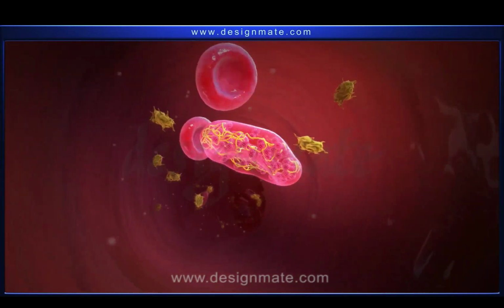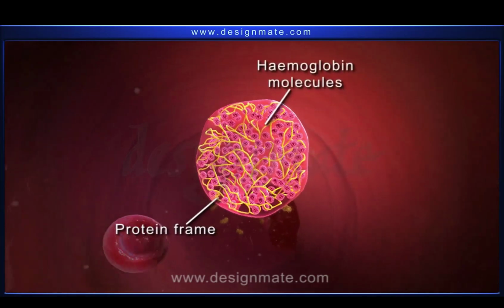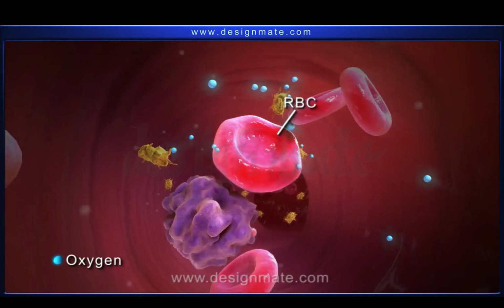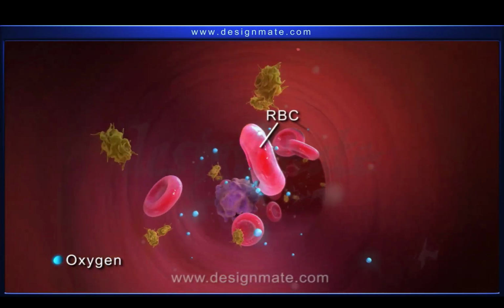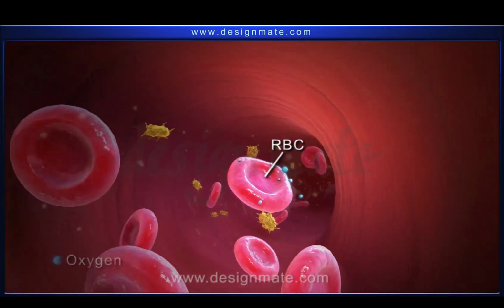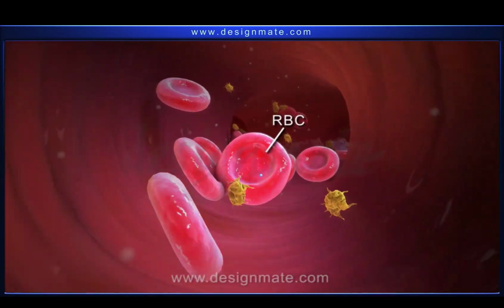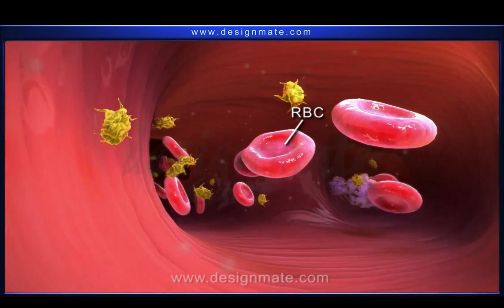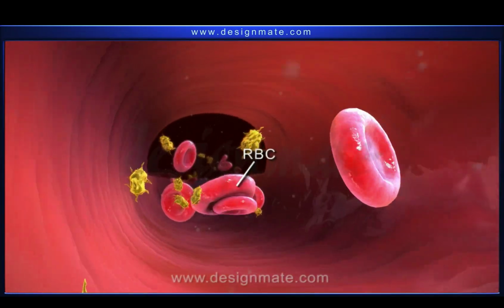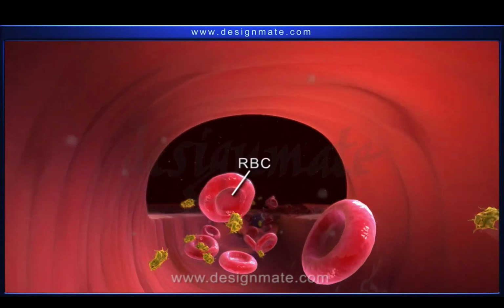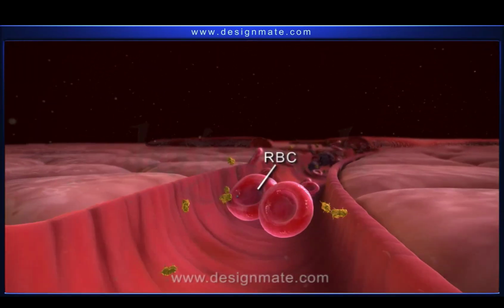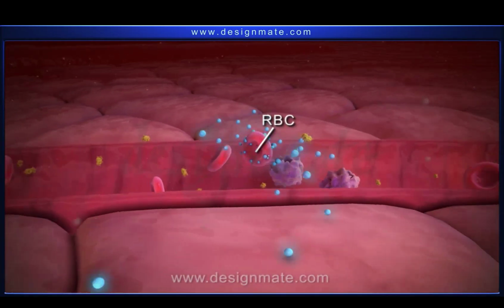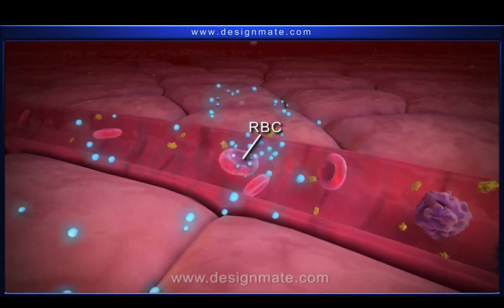They consist of a sponge-like protein frame in which the hemoglobin molecules are present. The RBC absorbs oxygen on reaching the lung region and turns bright red in color. These RBCs travel within the blood vessels. On reaching the oxygen-deficient tissue cells, oxygen diffuses out of the RBC into the tissue cells.